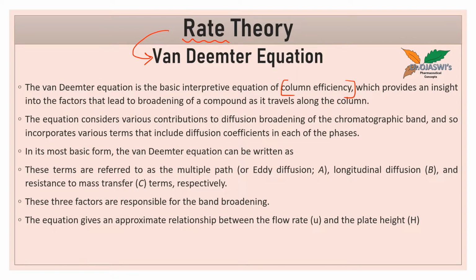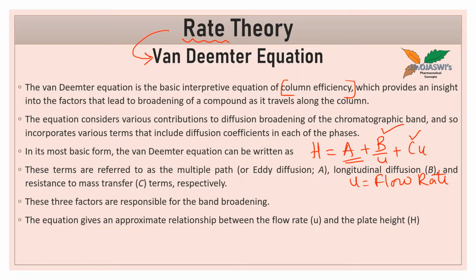This equation considers various contributions to diffusion broadening of the chromatographic band, and so it incorporates various terms that include diffusion coefficient. And the Van Deemter equation, as I told you, is H = A + B/u + Cu, where A is the contribution of multiple path lengths to H, B is the contribution of longitudinal diffusion to H, and C is the contribution of mass transfer under non-equilibrium condition to H. This small u is flow rate.